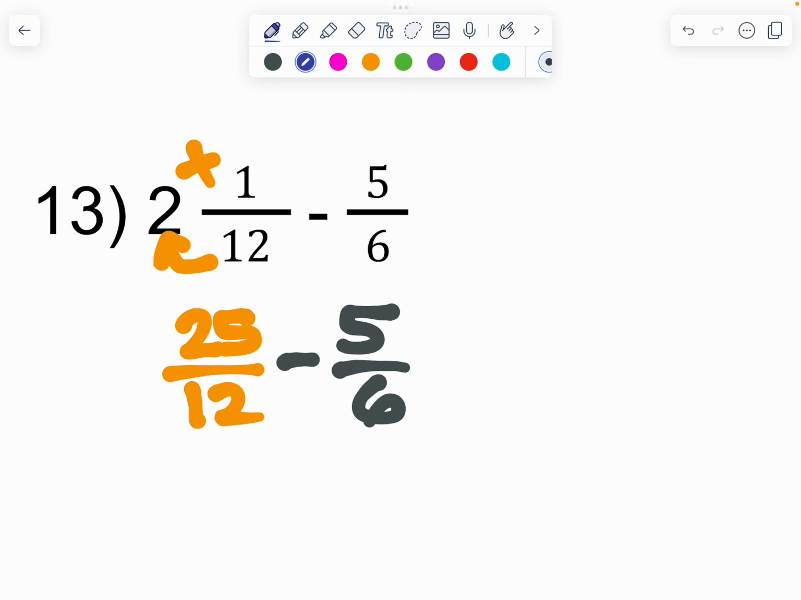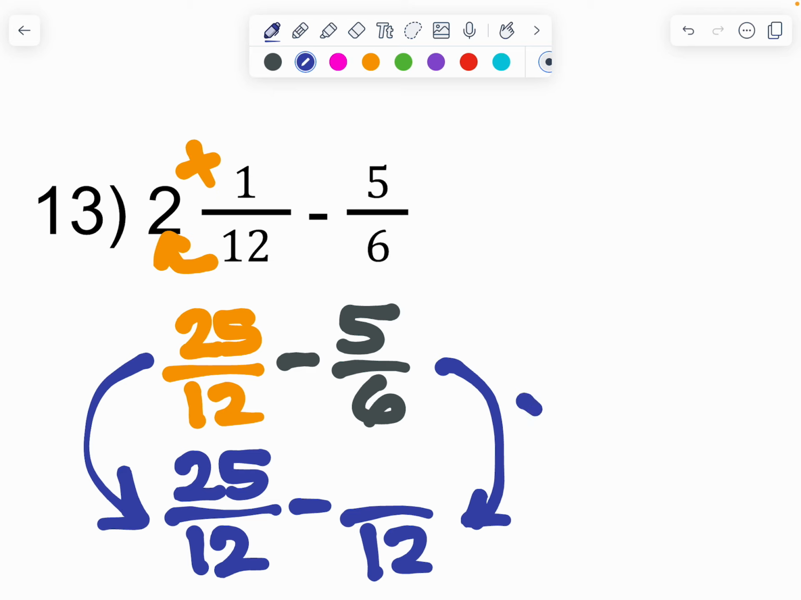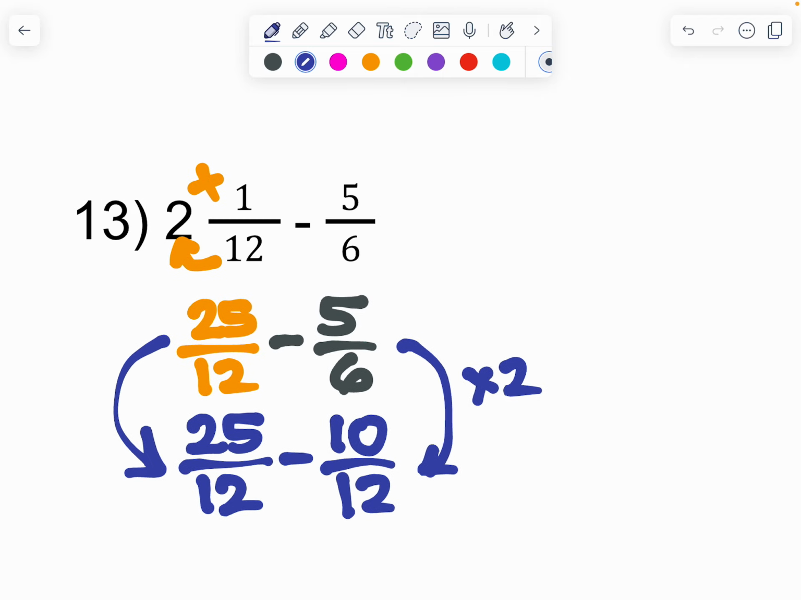What number do 12 and 6 both go into? If you can't think of the smallest one, that's okay. You'll just simplify it at the end. But I know that 12 and 6 both go into 12. So 12 and 12. What did I do to this fraction to get 12? Nothing. Keep it the same. What did I do to this 6 to get 12? Oh, I multiplied by 2, so do that to the top numerator. 5 times 2 is 10. Ta-da! That should be 15 over 12.